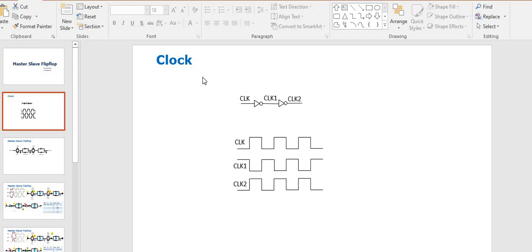First we will see the clock. This is the clock signal I am giving, clock 1 and clock 2. Here I am giving the clock signal either low or high. What will happen? Now I am giving clock 0.